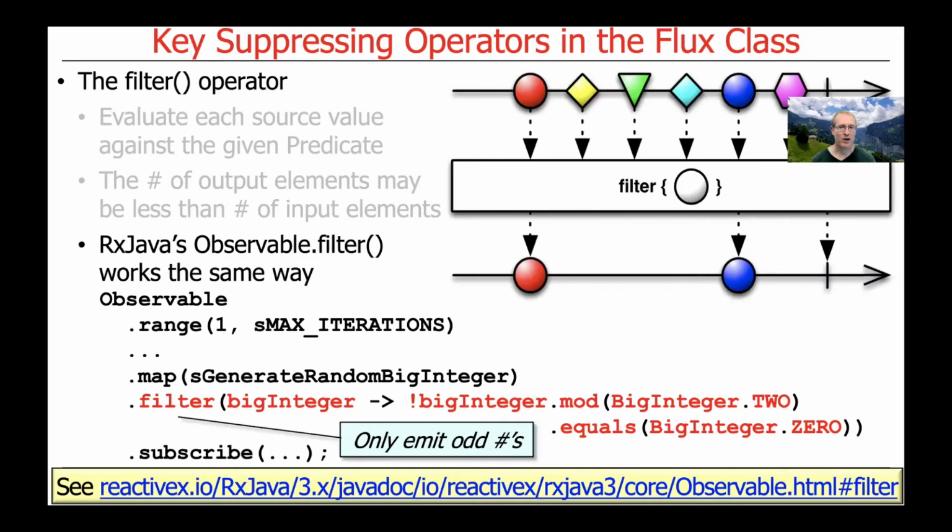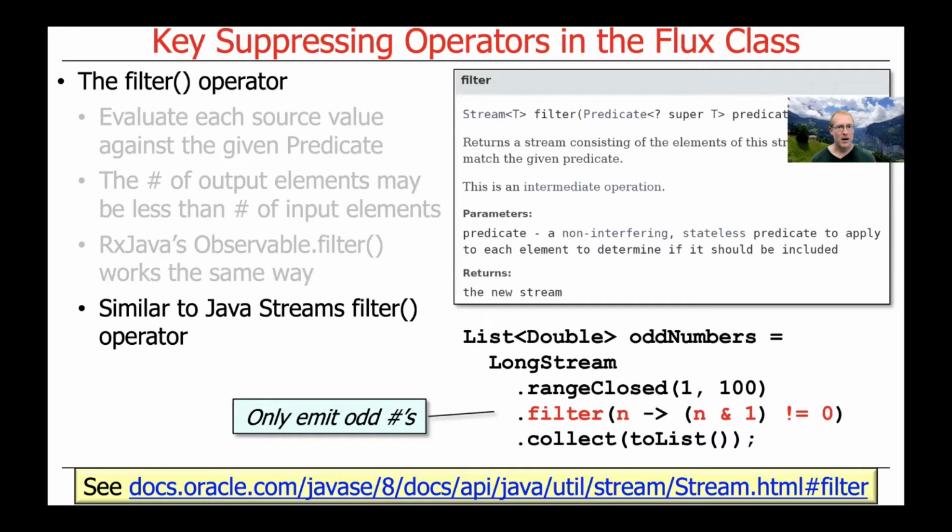RxJava has a filter operator on its Observable class that works exactly the same way. This code is likewise basically taking a bunch of random BigIntegers and only allowing odd values to flow through that stream. Both of these methods, the one for RxJava and the one for Project Reactor, are very similar to the filter operation that's defined in Java streams. This one is also the same kind of idea. We're going to go through the values from 1 to 100, and we're only going to emit odd numbers, and then we're going to collect them into a list. So again, filter is a pretty common concept that appears in many modern Java frameworks for functional and reactive programming.